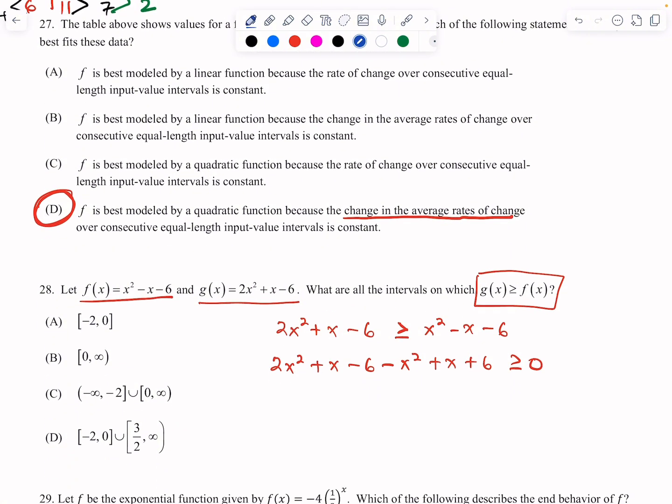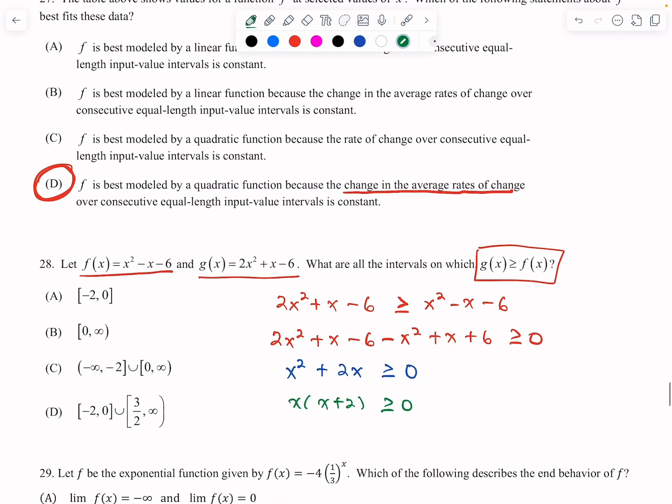So if I simplify that, I have x squared plus 2x is greater than or equal to 0. And then if I factor out what is common, I have x times (x plus 2) is greater than or equal to 0. Now if I find these zeros, notice my zeros will be x equals 0 and then negative 2, right? Because I have 2 terms right here, so I should have 2 zeros.